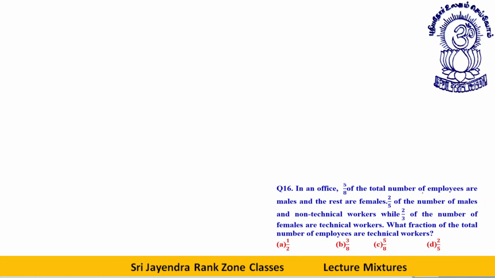In an office, 5/8 of the total number of employees are males and the rest are females. Let's talk about total employees E. How many are males? 5/8 are males. Rest 3/8 will be females. 2/5 of the number of males are non-technical workers, while 2/3 of the number of females are technical workers. What fraction of the total number of employees are technical workers? We need to find the total technical workers.